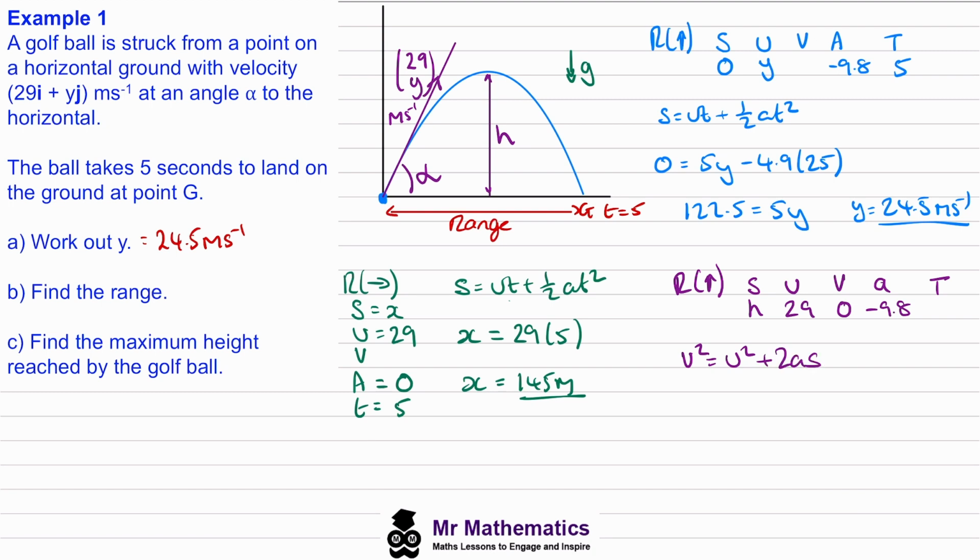We'll substitute in our values, so 0 will equal 29 squared plus 2 lots of negative 9.8 multiplied by the displacement h. We'll move all of this to the left-hand side, so we get 19.6 h is equal to 29 squared, so h will equal 42.9 meters. Okay, let's move on to example 2.